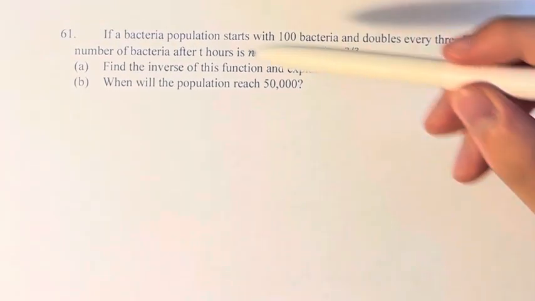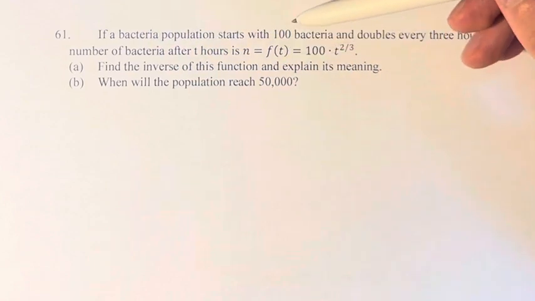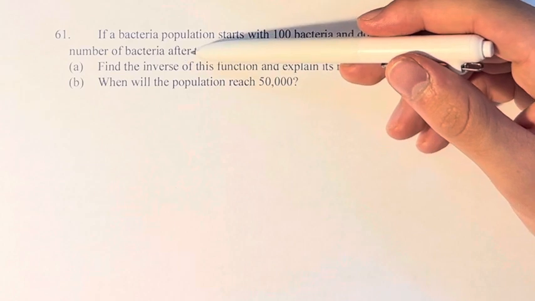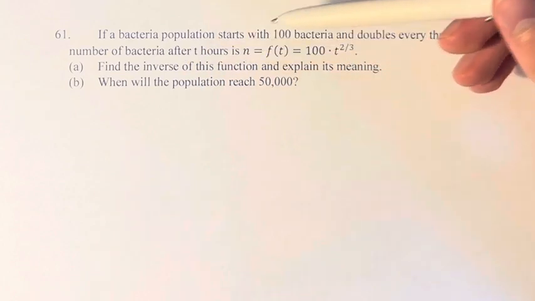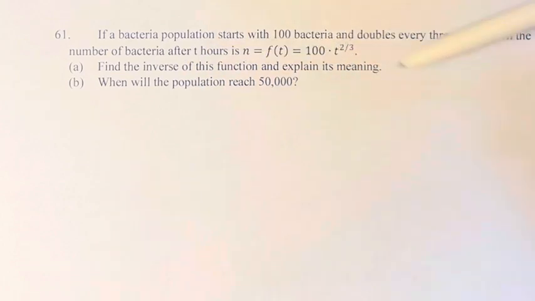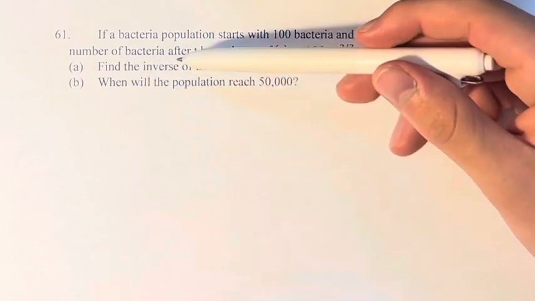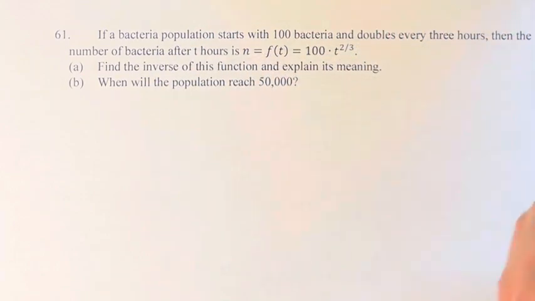In this problem, we're asked: if a bacteria population starts with 100 bacteria and doubles every 3 hours, then the number of bacteria after t hours is n = f(t) = 100 times 2^(t/3). For us to find the inverse of this function and explain its meaning.